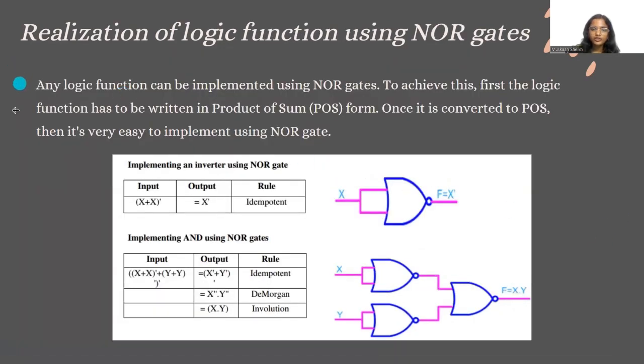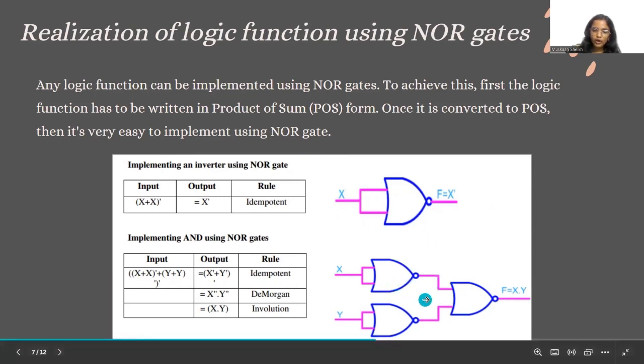Realization of logic functions using NOR gates. Any logic function can be implemented using NOR gates. To achieve this, first the logic function has to be written in the product of sums (POS) form. Once it is converted to POS, it is very easy to implement using NOR gates. So here we are using the NOR gate. The inputs are X and X, which will give us the output X bar.